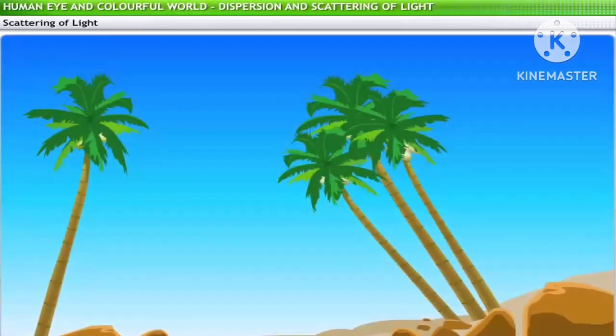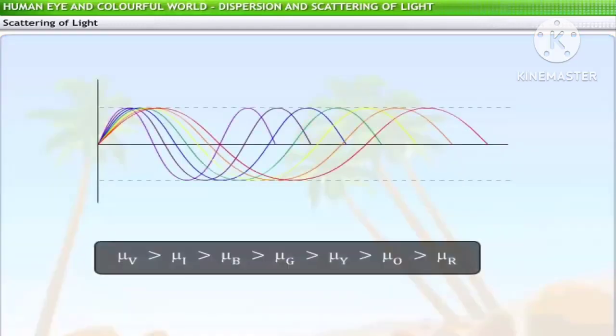You got it. Out of the 7 colors of light, blue has the shortest wavelength and therefore experiences more scattering than other colors. Therefore, the sky appears blue to us.